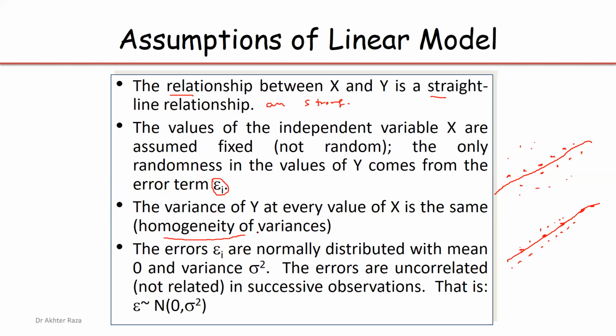The variance in y at every point of x is the same. Variances should be the same, meaning the variation in x and the variation in y should be stable. That is called homogeneity of variances or homoscedasticity.